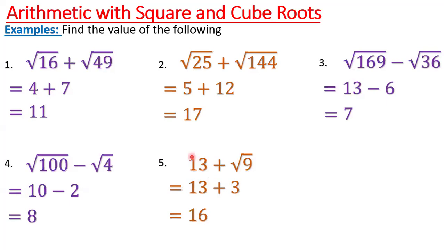Yes, sir. Explain how we got 16 in this case. So basically, you find the square root of 9 first, the number that multiplies by itself to make 9, which is 3. And then we do what after that?